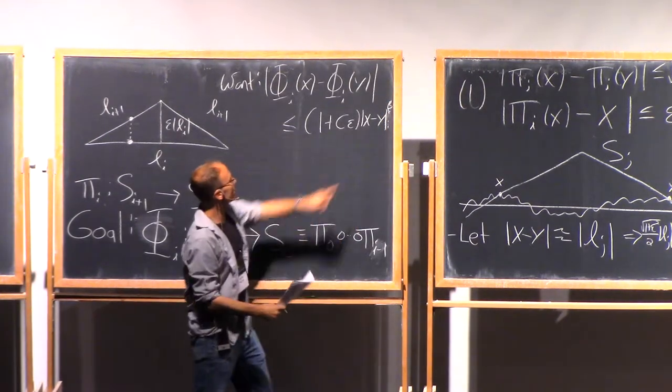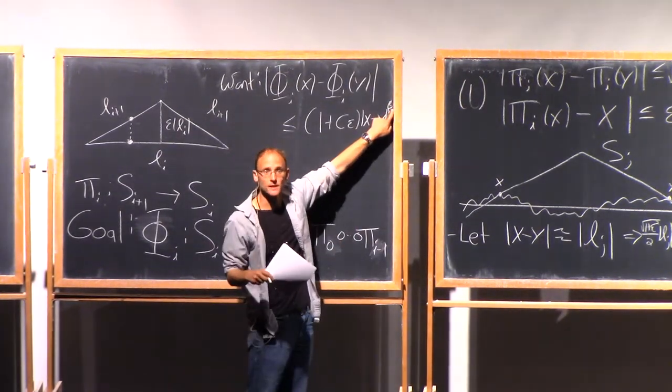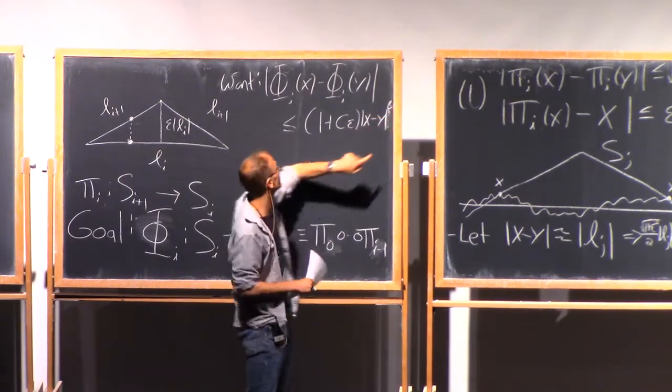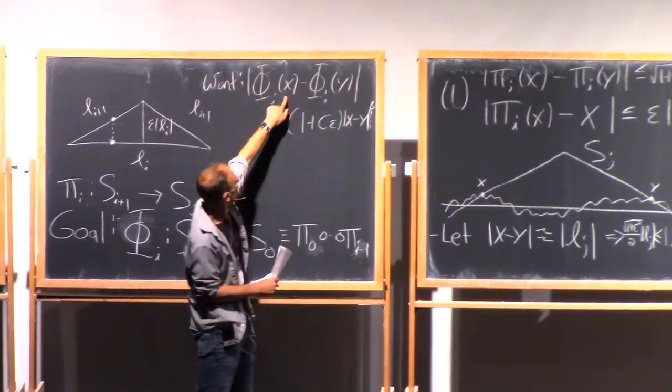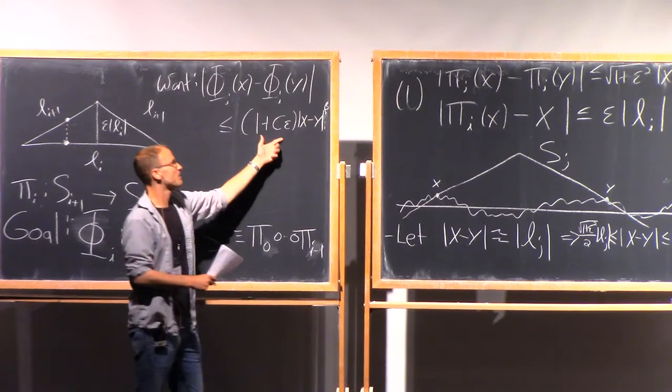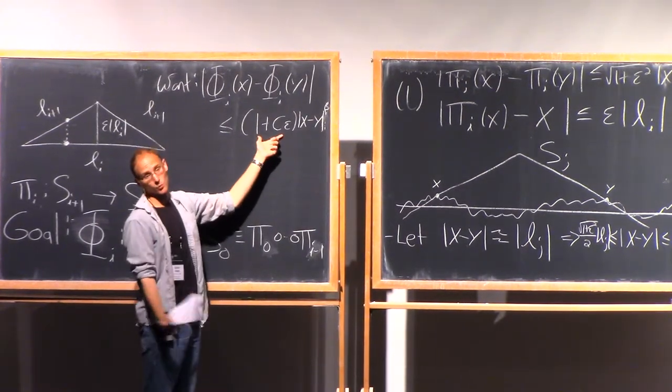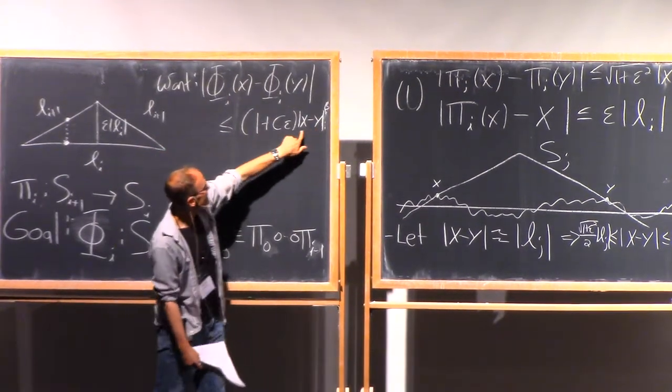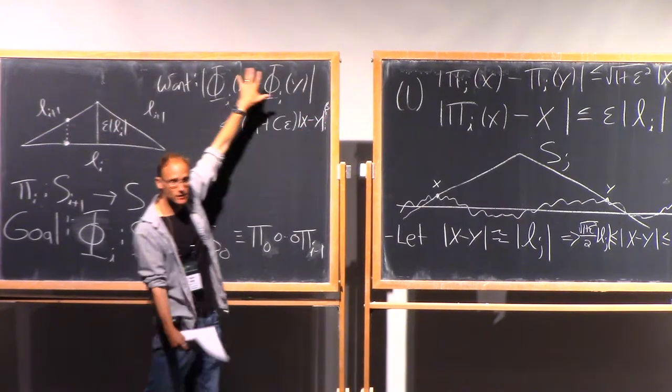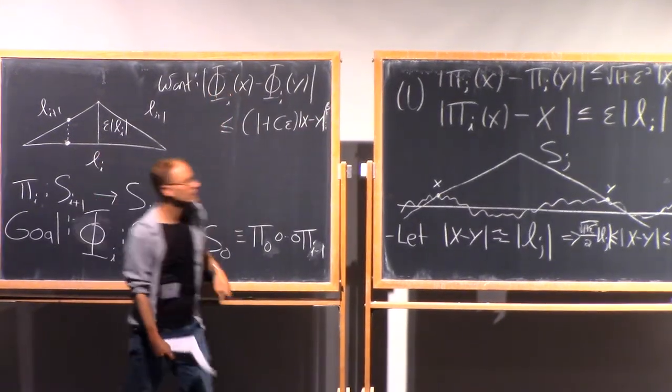I want to show there's a beta, and we're going to be able to take this beta explicitly, and it'll go to 1 as epsilon goes to 0, so that phi_i of x minus phi_i of y is bounded by something close to 1, I don't care, times the distance of x and y to the power of beta. So this is our ultimate goal of what we want to show.